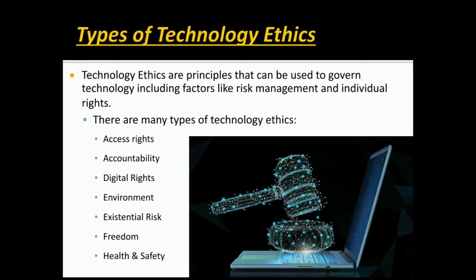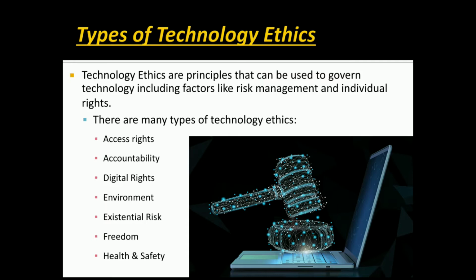And number two, accountability. It is a decision made for who is responsible when considering success or harm in technological advancement. Number three is digital rights. It is the protection of intellectual property rights and privacy rights. Number four, environment, is how to produce technology that will not harm the environment. And number five, existential risks. It's about technology that presents a threat to the global quality of life, portending extinction.